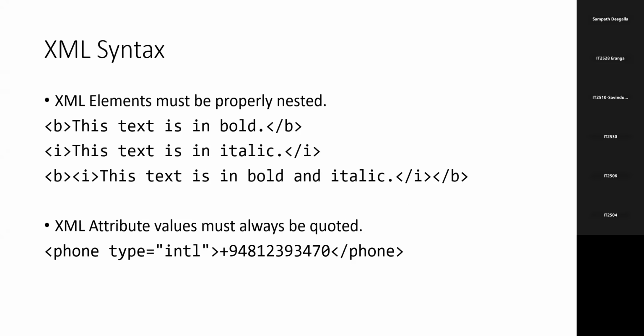Next, proper nesting is very, very important. For example, let's say we are going to define some markup, like HTML. We have used bold using B and italics using I. If you want to make a particular sentence both bold and italic, and you start with B and I like this, you should first close I, then B.